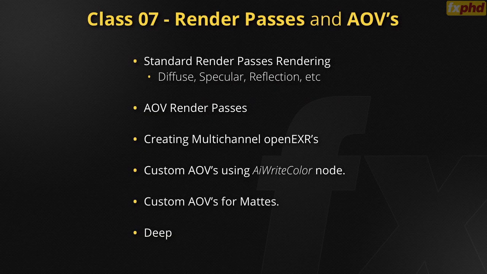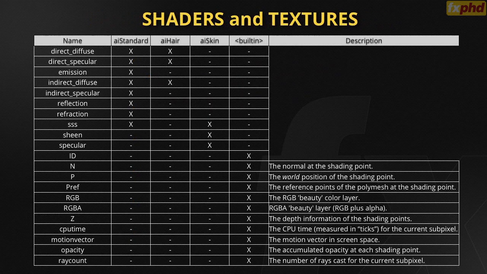So first off, let's have a look at what render passes are available to us and how they kind of work inside of Arnold. So you can see from this list that we have quite a lot of passes straight off the bat. The top section, you can see that we have things like direct diffuse, direct specular, emission, things like that. And we have the check mark next to it of the AI standard. So basically what that means is if you use an AI standard, all of these passes down to SSS are available, and they're kind of the passes broken out of that shader.